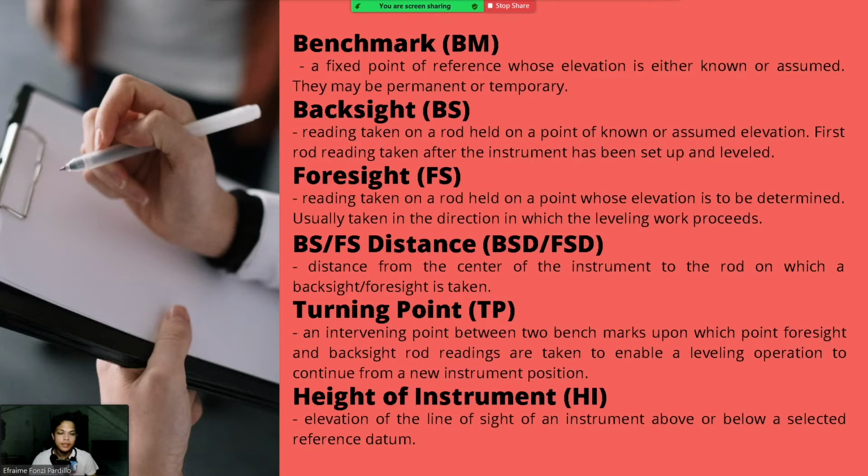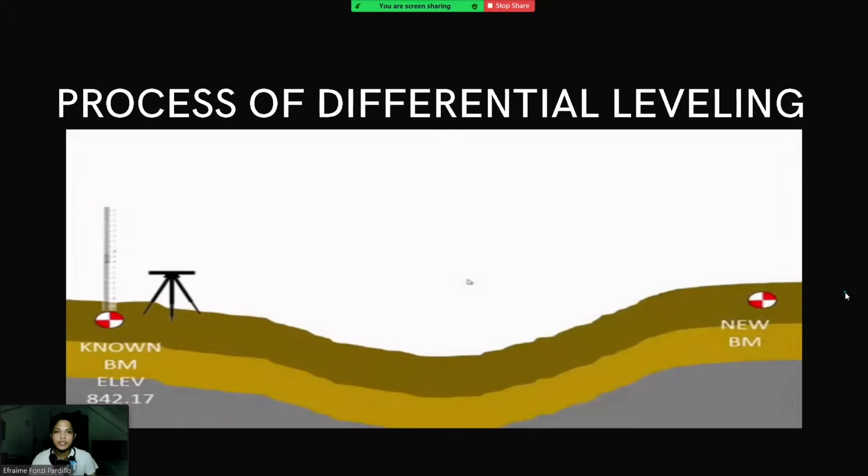Height of instrument: elevation of the line of sight of an instrument above or below a selected reference datum. To fully understand these terms, let us proceed to the process of differential leveling. Here we have two benchmarks, the known benchmark and the new benchmark, and we are going to calculate the new benchmark by proceeding from left to right.